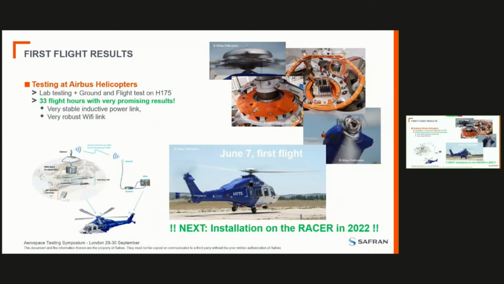This system has been mounted. The Racer, as presented earlier, is not yet finished being assembled, but the system has already been tested on an H175 helicopter, which has a similar rotor to the Racer. You have pictures of the installation. You have the dowel on the rotor head. You have the inductive antennas mounted, and on top of the cover of the rotor you can see the little antenna. Here you have the receiving antenna on the tail of the helicopter.